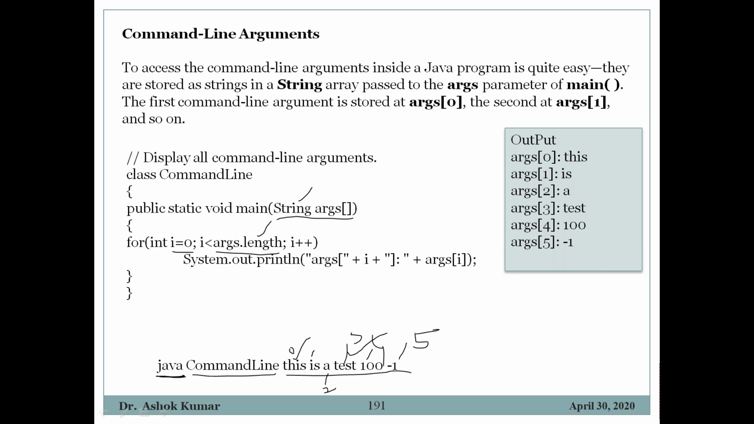So what you will get is args0. In args0 we have this, so you will get this result. In the second iteration you will get is, because in args1 there will be the word is. Similarly, you will get the rest of the values on your monitor screen. So this is all about your command line arguments.